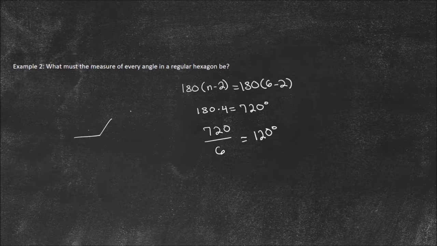So 1, 2, 3, 4, 5, and 6. That's really bad. Let me redraw that a little better. Sorry, I'm not an artist. That's why I'm doing math here. 1, 2, 3, 4, 5, and 6. So it's going to look something like that.